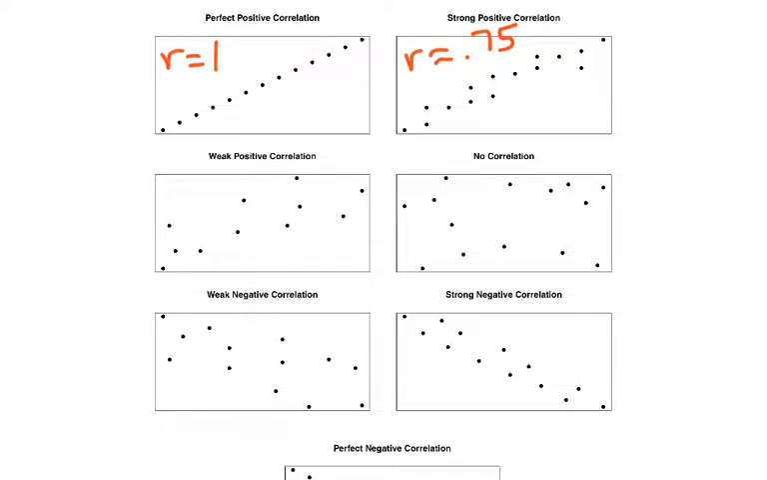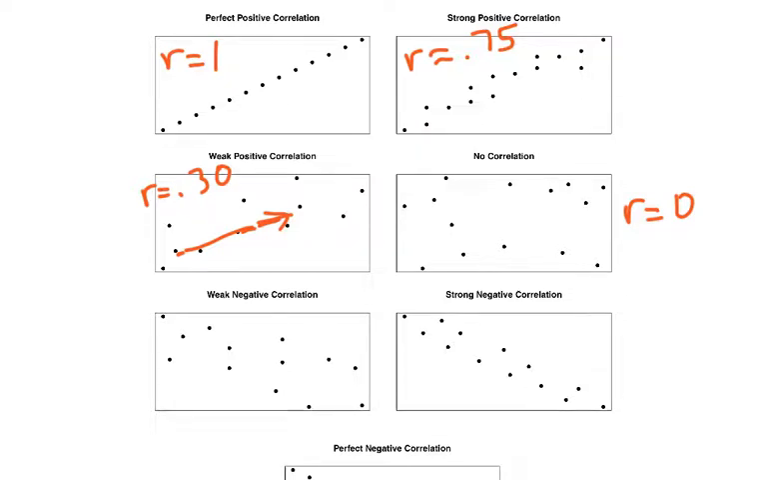In the next picture, a weak positive correlation, it looks like there might still be a little bit of an upward trend, but it's definitely weaker than it was in the previous picture. So this might be somewhere around r equals, I'm guesstimating, maybe 0.30 or 0.25, somewhere in there. If there is no correlation, then your r value would be 0. If the points are just scattered all over the place, r is 0.